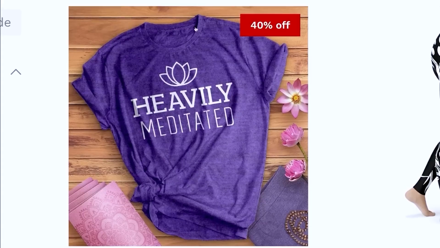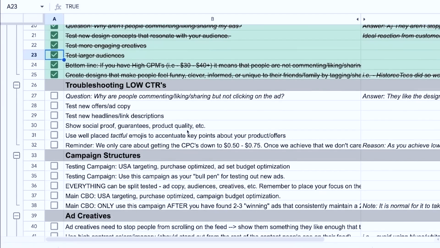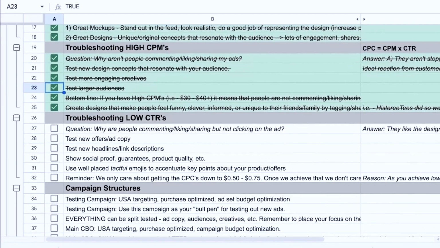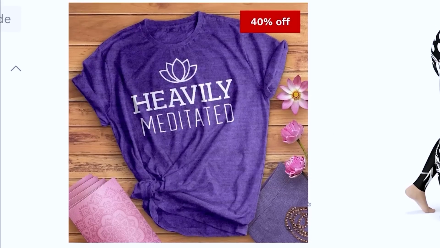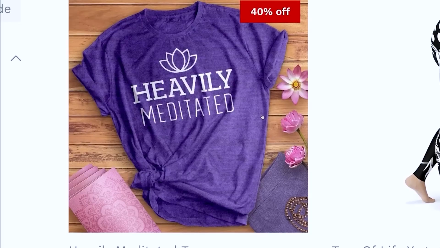So back over to the checklist. When we are troubleshooting low click-through rates, last thing on this: this design in particular got low CPMs and a high engagement rate. But if I were to take this exact same mockup and swap out the design, I would get a completely different CPM. Say I did something random that made no sense, like if this shirt just said "heavily" on it, and I took out the lotus and the meditated completely. That would be bizarre and makes no sense, but it's a silly example to demonstrate an important point.